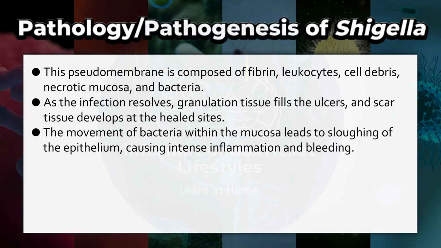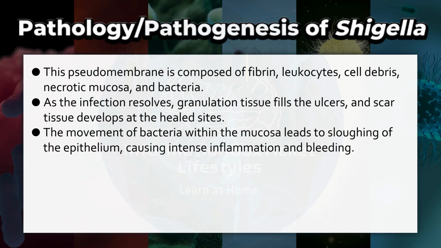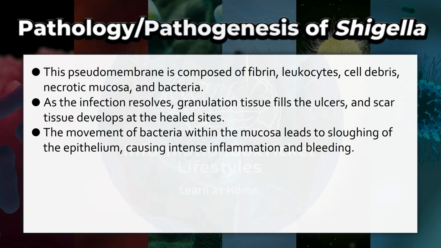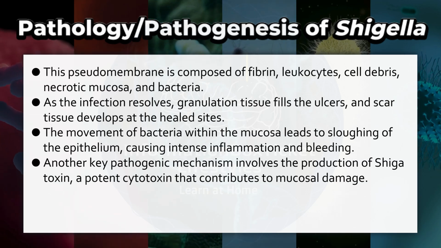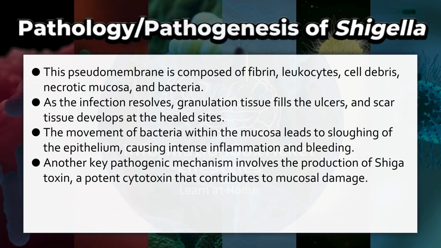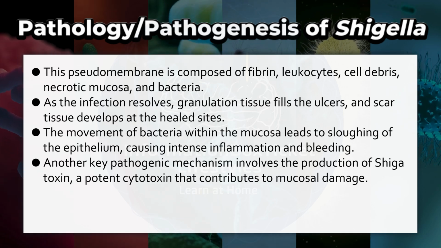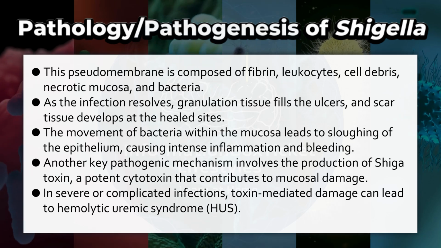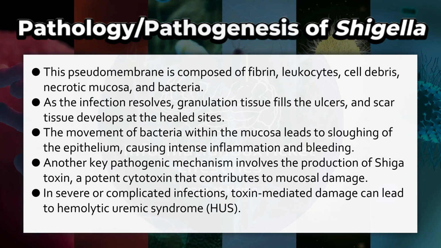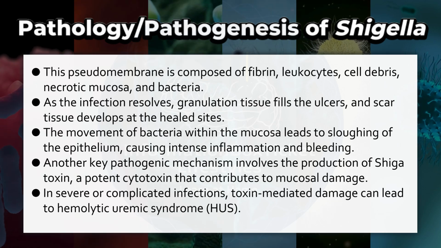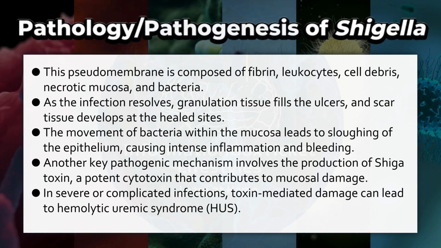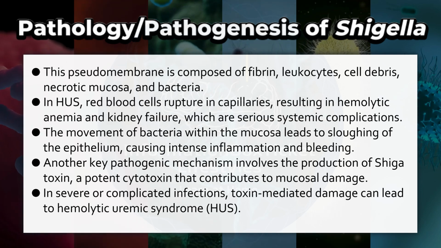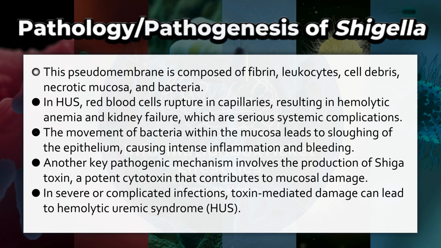The movement of bacteria within the mucosa leads to sloughing of the epithelium, causing intense inflammation and bleeding. Another key pathogenic mechanism involves the production of shigatoxin, a potent cytotoxin that contributes to mucosal damage. In severe or complicated infections, toxin-mediated damage can lead to hemolytic uremic syndrome, HUS. In hemolytic uremic syndrome, red blood cells rupture in capillaries, resulting in hemolytic anemia and kidney failure, which are serious systemic complications.